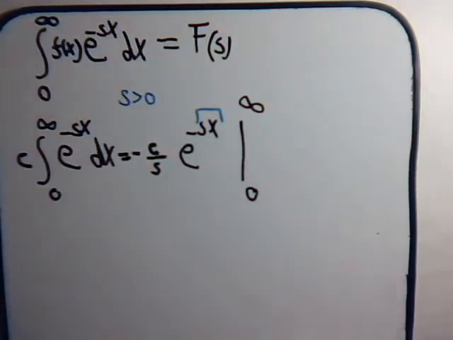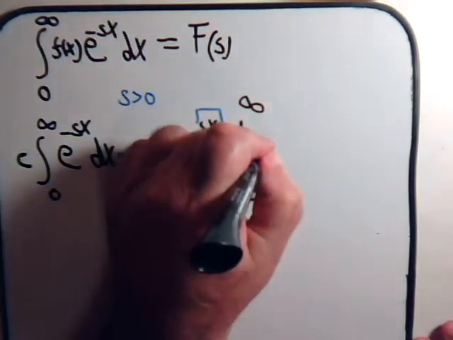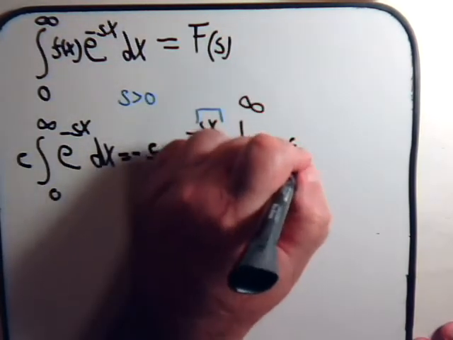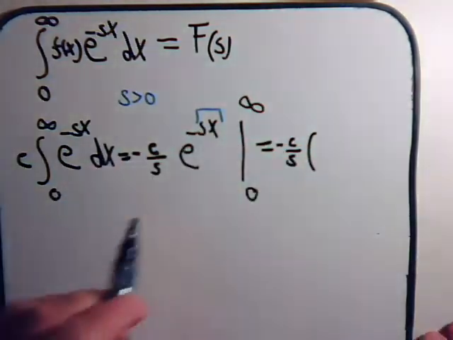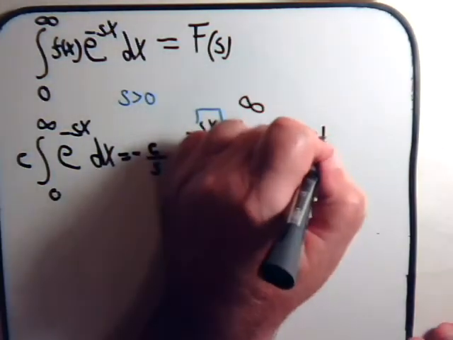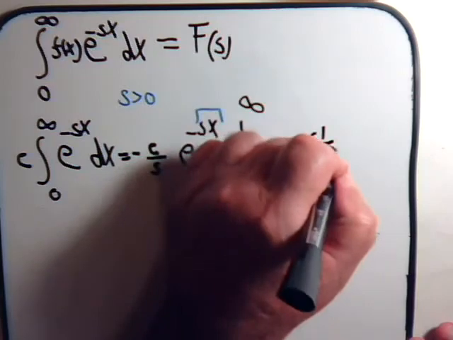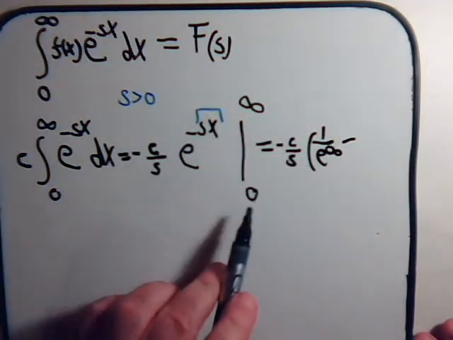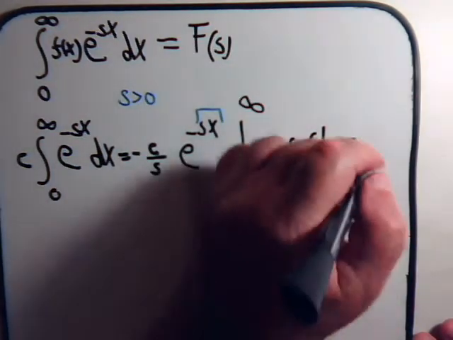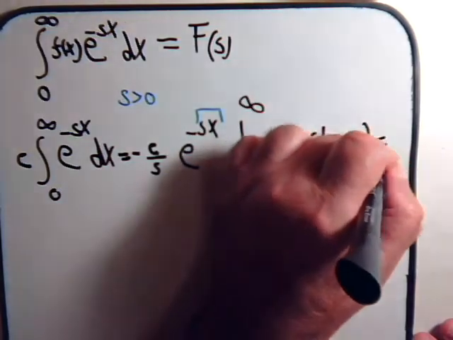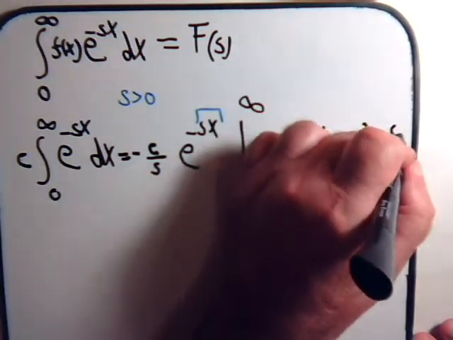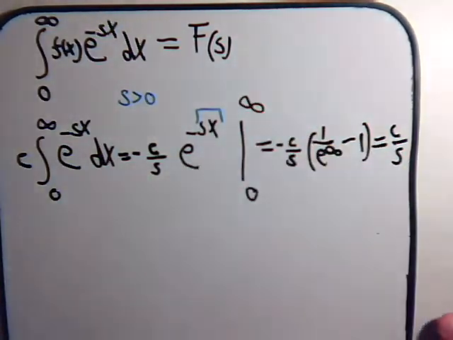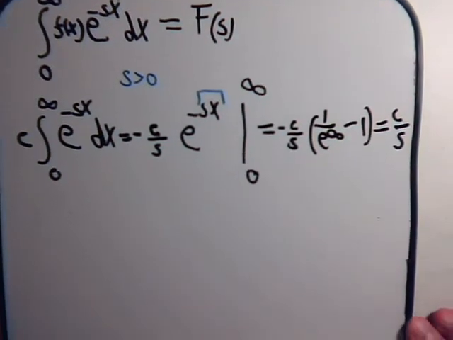And then with those constraints, we get minus c over s, e to the minus infinity, or 1 over e to the infinity, minus, where x is 0, we have e to the 0, which is 1. So this gives us plus c over s. Now suppose we had this kind of an integral.